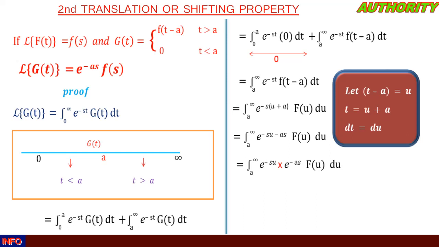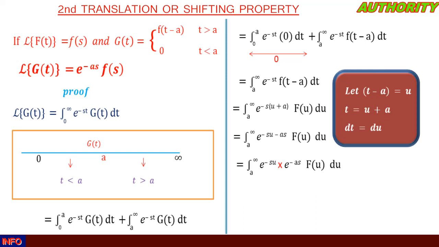In integration, when you have a constant, what do you do with a constant? You take it outside the integral sign. And in this case now, our variable is u. So any value that does not have this u, we take it as a constant. Now take a look at this. We have the integral from a to infinity of e raised to the power of minus su.